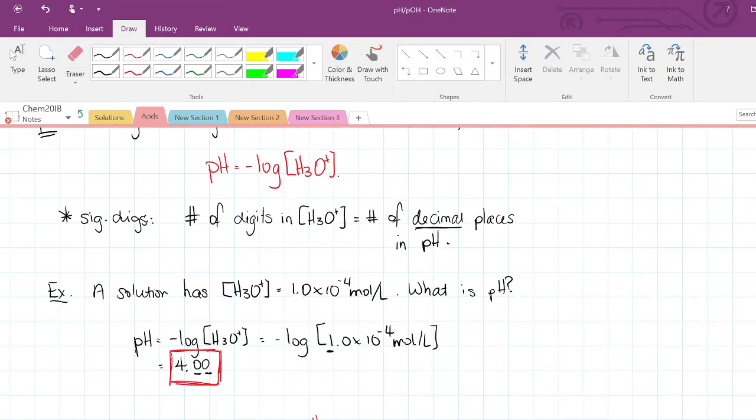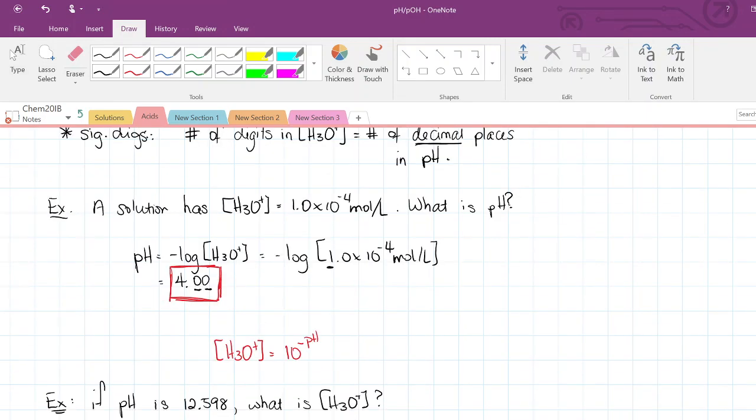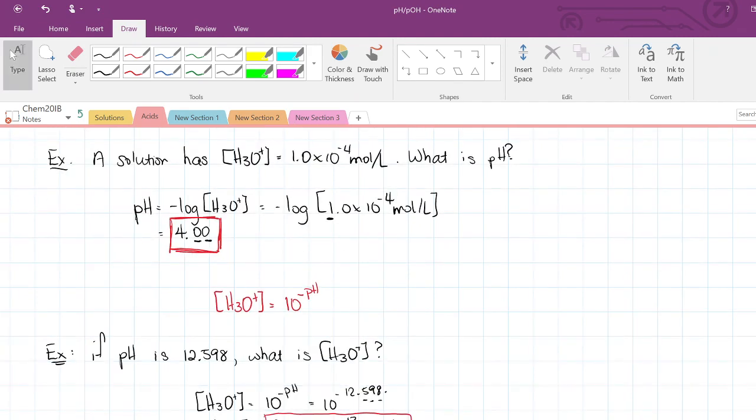So I've got an example here for you of a pH calculation. We have a solution with a concentration of 1.0 times 10 to the negative 4 moles per liter. What is the pH? So pH is equal to negative log of the hydronium ion concentration, which means negative log of 1.0 times 10 to the negative 4.